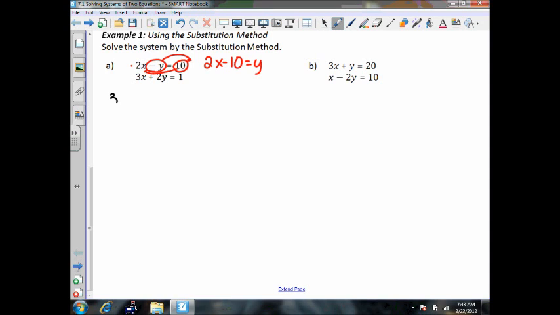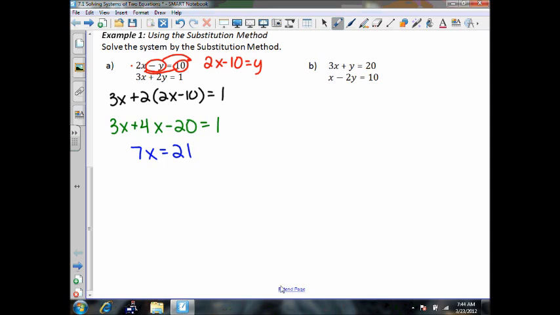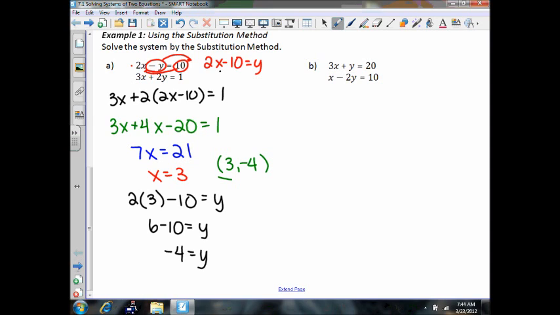Plugging that in for y, 3x plus 2 times (2x minus 10) equals 1. What we've done is put one equation into the other to get only one variable. So 3x plus 4x minus 20 is equal to 1. Solving this, we get 7x is equal to 21. Dividing by 7, you get x is equal to 3. Then we put our value of x into the equation up here: 2 times 3 minus 10 will equal y, which means 6 minus 10 is equal to y, which means -4 is equal to y. Our solution then will be 3, -4.